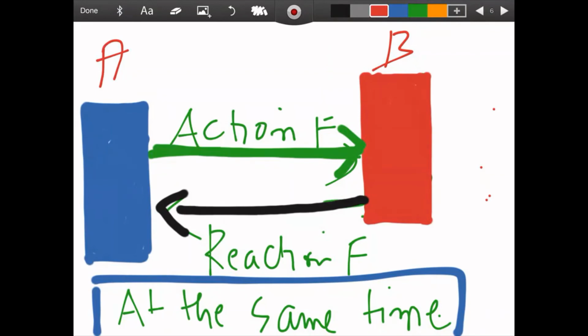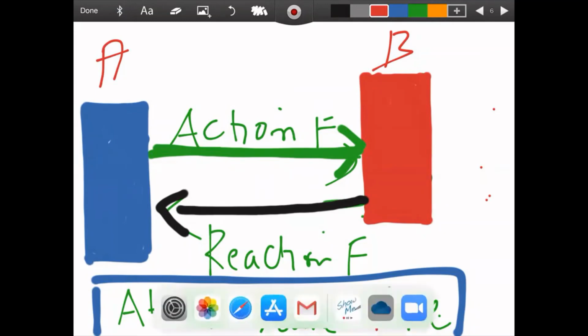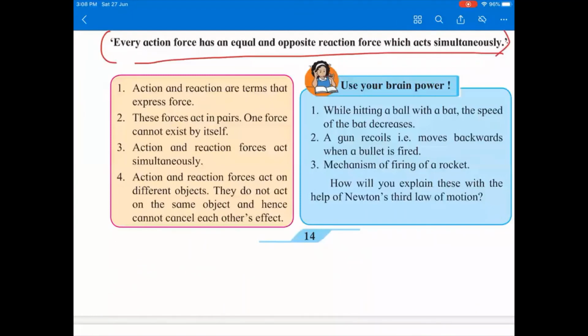So let me read once again what is written on the board. Action and reaction are terms that express force. This is why I wrote action force and reaction force. These forces act in pairs. One force cannot exist by itself. Action and reaction forces act simultaneously. Action and reaction forces act on different objects. They do not act on the same object and hence cannot cancel each other's effect. I hope you have understood this. Think about this for the next minutes.